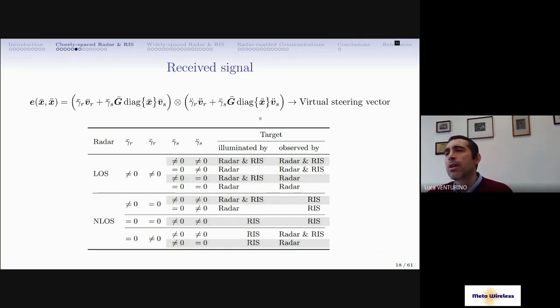Of course, we could decide to place the RIS only at the transmit side, which means that this gamma S with the double dots will be zero. Or we can only place the RIS at the receive side, which means that this gamma S with the overbar will be zero. Also, if the radar is a non-line of sight radar, we may not have this path from the radar transmitter to the target, and this path from the target to the radar receiver. So as you can see, different configurations can be accommodated in this general model by just putting these coefficient gammas to zero, depending on the configuration we want.